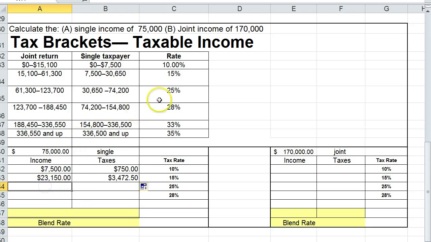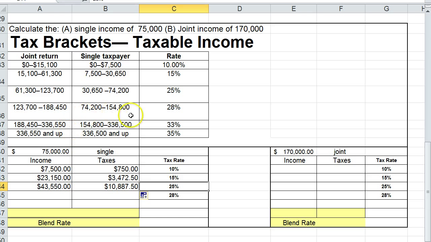But wait, now I graduate to the next tax bracket, which starts at $30,650 and ends at $74,200. So how much money is in that bracket? So 74,200 minus 30,650 means that the capacity of the third tax bracket is 43,550. Since the bracket ends at 74,200, I know that I can fill it up completely because I've made 75,000. So I just put that in, the amount of taxes I pay at the 25% tax bracket.